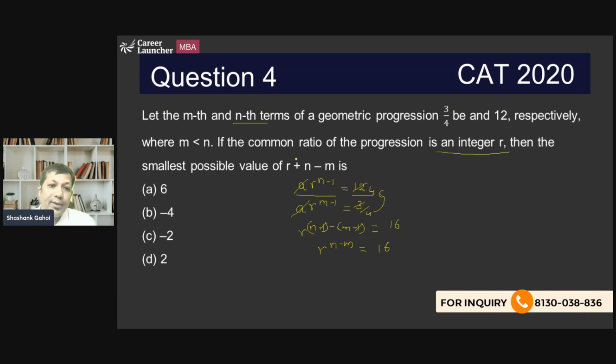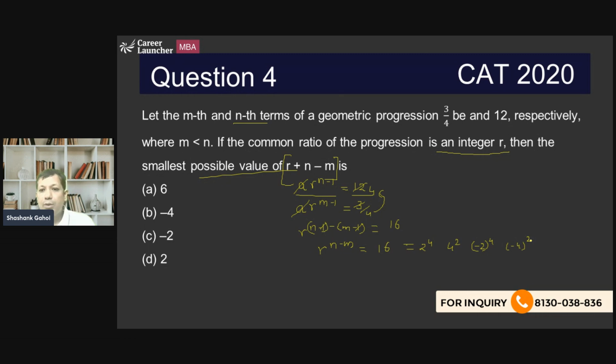Now from here I need to figure out this value, and the question is talking about the smallest value. Okay, so what is 16? 16 is 2 power 4. It is also 4 power 2. It can also be minus 2 power 4. It can also be minus 4 power 2.